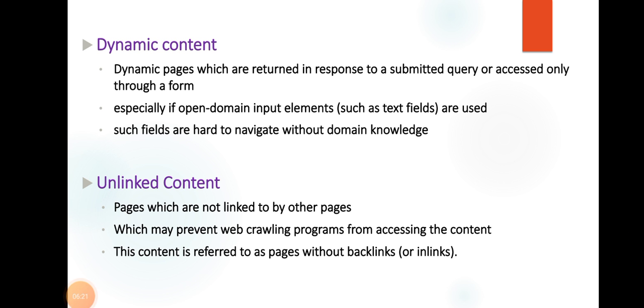Then the unlinked content, that will be pages which are not linked to by other pages. So the name itself says that unlinked content, whenever we are going to use a particular website, some of the pages will be linked with each other. So whenever we need to access some unlinked content through the dark web, some pages will not be linked to other pages, we call it unlinked content, which may prevent web crawling programs from accessing the particular content. So this content is referred to as pages without backlinks. For that we call it unlinked content.